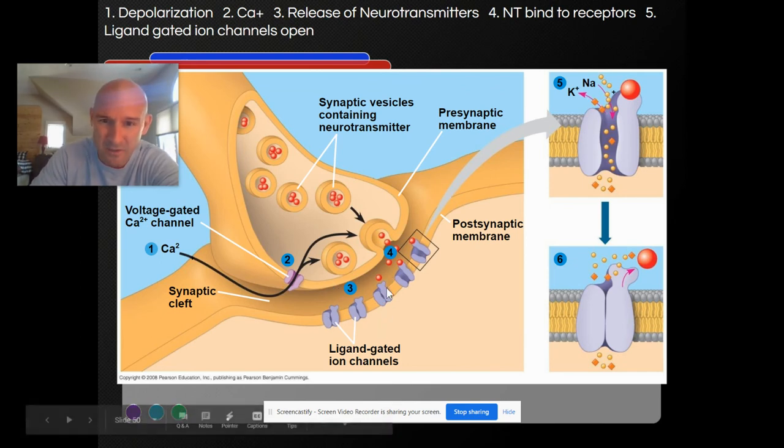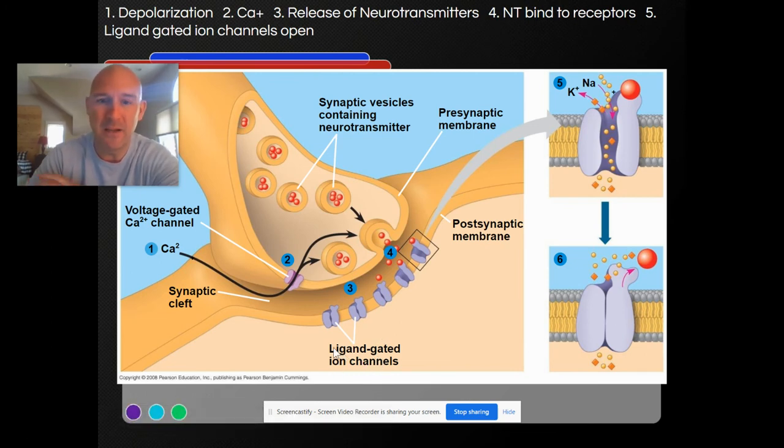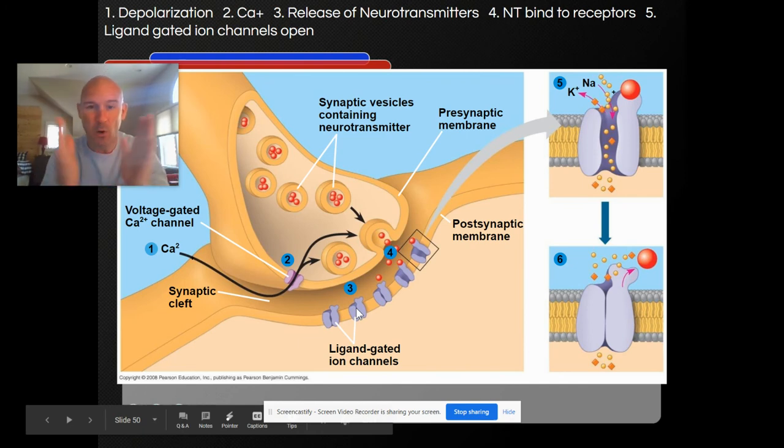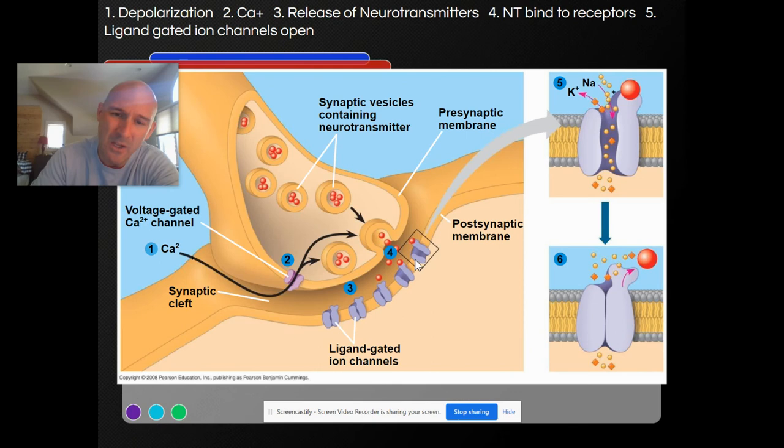They'll bind to the receptors on the ligand-gated ion channels. Ligand is anything that binds to a receptor. Gated channel means I can open and close it. And what am I letting through? Ions. Okay. So they bind here and they open up the channels.